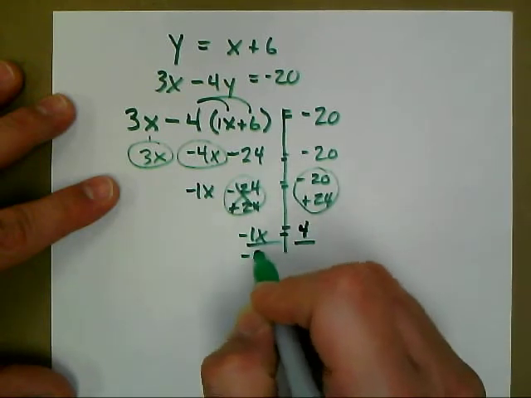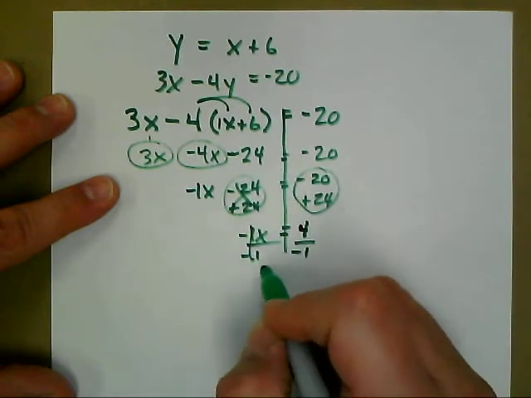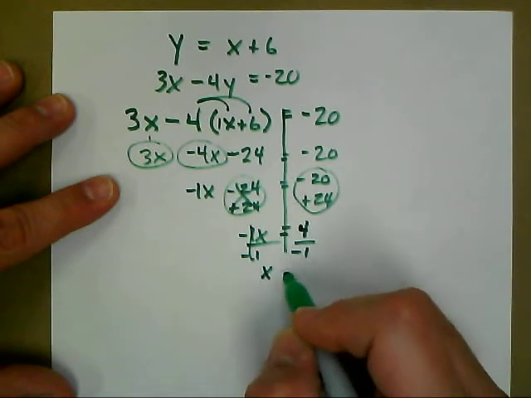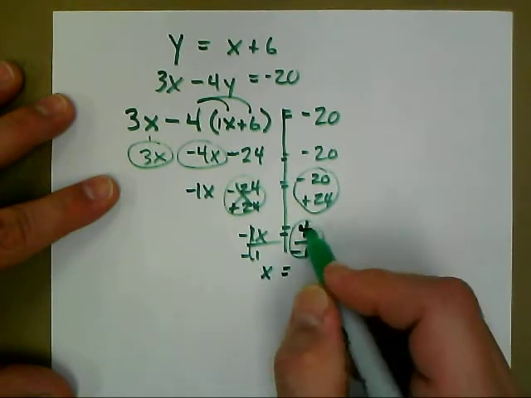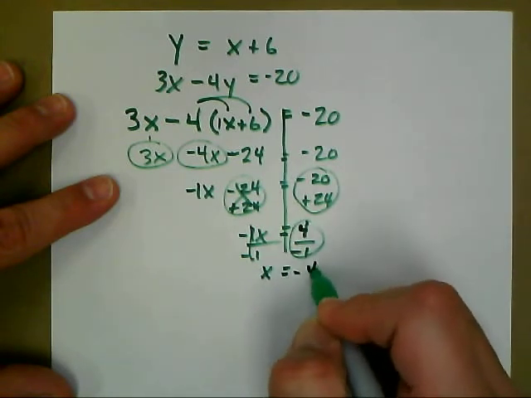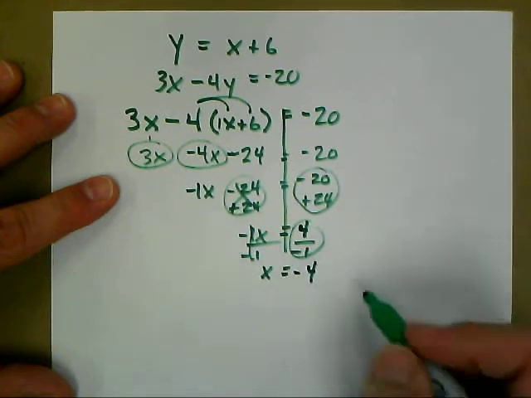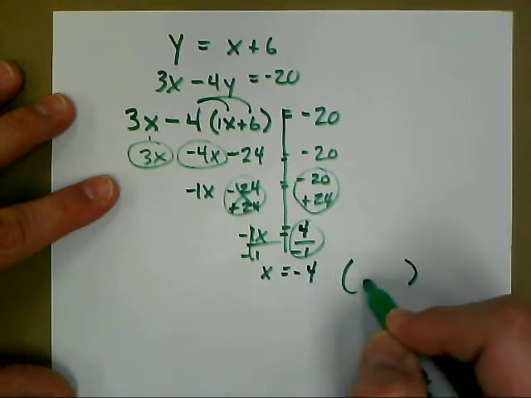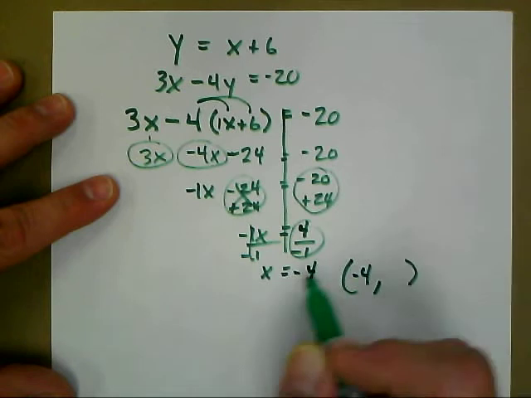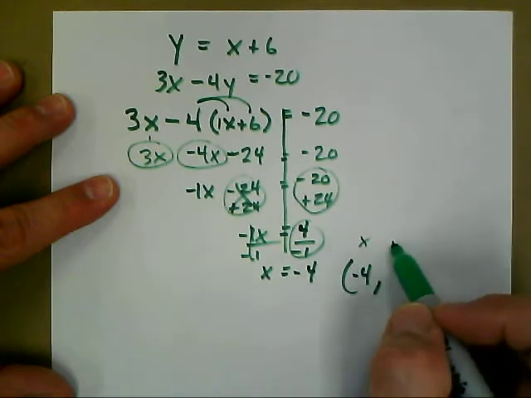And then our last step, of course, is to get rid of what's multiplied, and that happens to be the negative 1. And 4 divided by negative 1 is negative 4. So that's the first part of ours, x. X is the first one because it's x and y.